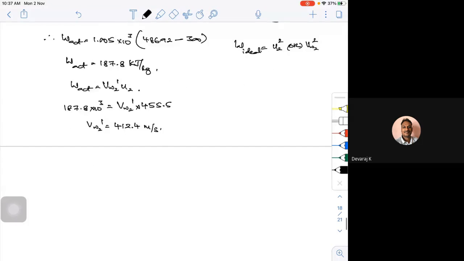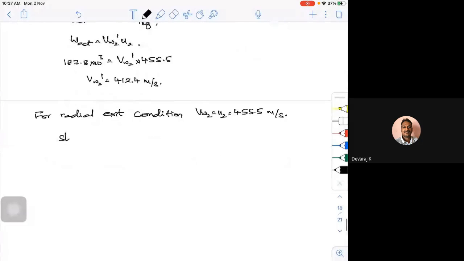For the radial exit condition, VW2 is equal to U2, which is equal to 455.5 meters per second. So what is my slip in that case? My slip sigma is equal to VW2 minus VW2 dash, which is equal to 455.5 minus 412.4. If I substitute, I am getting my sigma is equal to 43.1 meters per second.